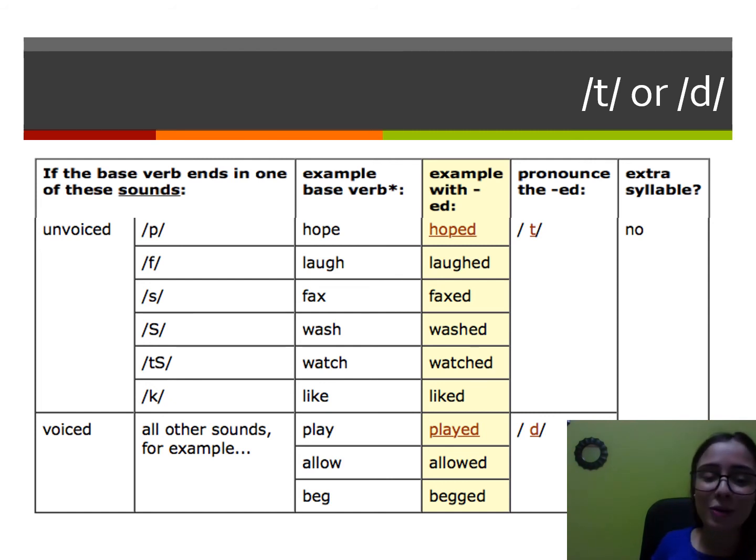Do we have an extra syllable? No. We also have the example of voiced. We have the verbs play, allow, and beg. We can see how the past for these verbs are played, allowed, begged. We pronounce the D at the end. Is there an extra syllable? No.